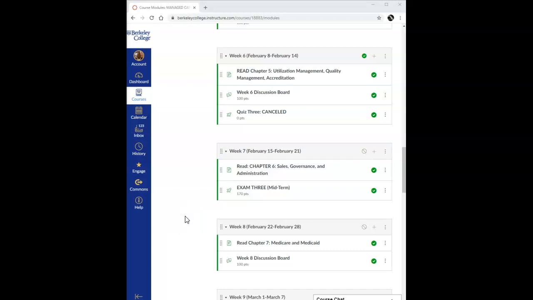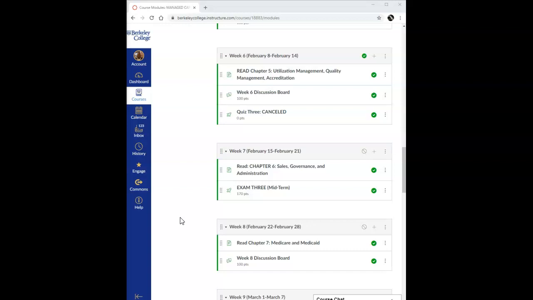Welcome to week 7. This week we're going to be looking at chapter 6, sales, governance, and administration. Please keep in mind that when you look at the objectives, everything is in order in each chapter. All you have to do is follow it. There will be a section on sales. There will be a section on governance and administration.